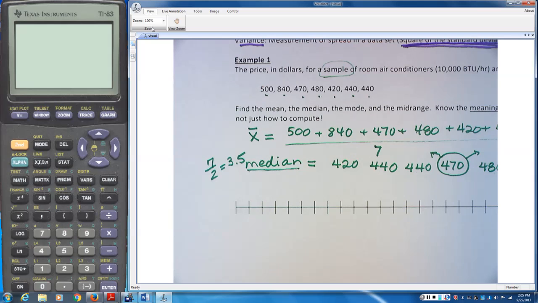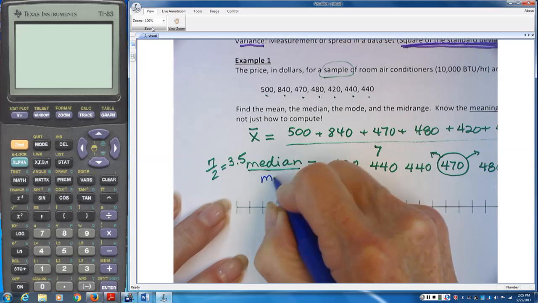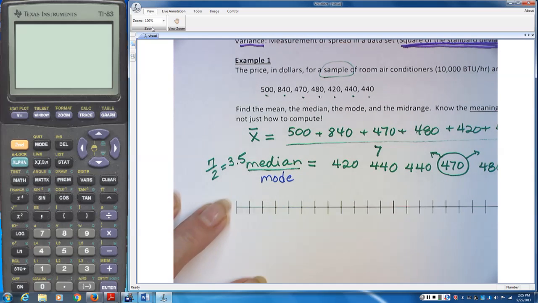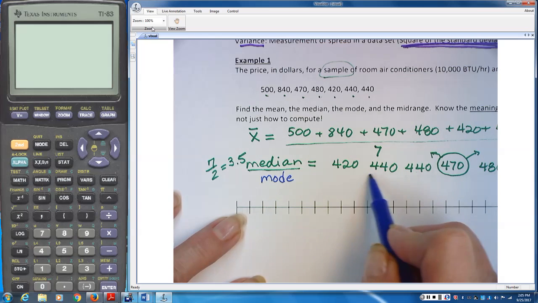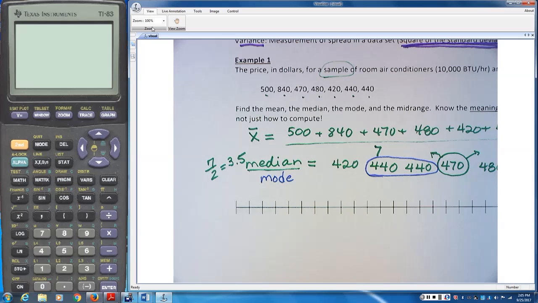And since we've already rank ordered, now it's easy to find the mode, because it's the one that shows up the most often. So it's 440. Now, using the calculator right quick, because it doesn't take long, and this saves us having to do arithmetic in case we want to do anything again.